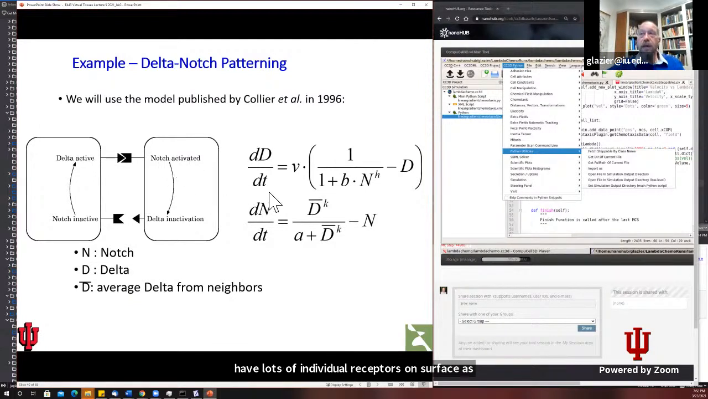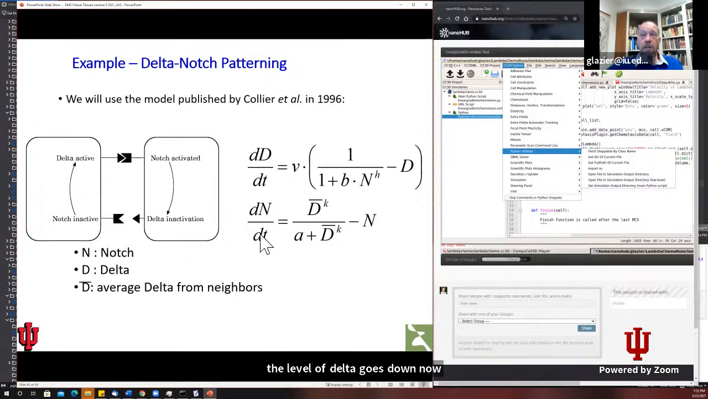And there's a feedback where within each cell, high notch turns off delta. You see that here. The change of delta goes inverse with the amount of notch. Delta decays by itself. So if I have no notch, I would have dD/dt equals nu times 1 over 1, constant source, minus delta. So delta would go to 1. The level of delta would go to 1. As the notch goes up, the level of delta goes down.